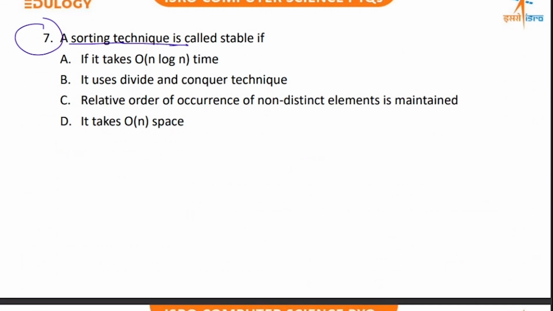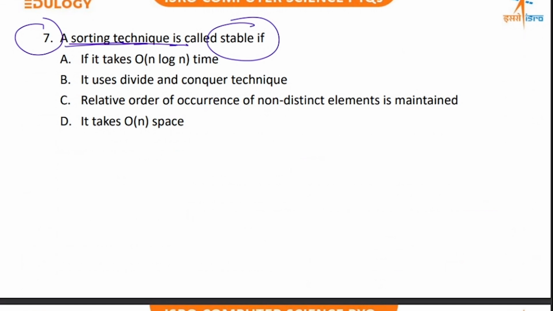A sorting technique is called stable if... Okay Neelam, good, very good. Okay, solve it. It is the easiest question, I will say. Okay, I am solving it. Just see, a sorting technique is called stable if.